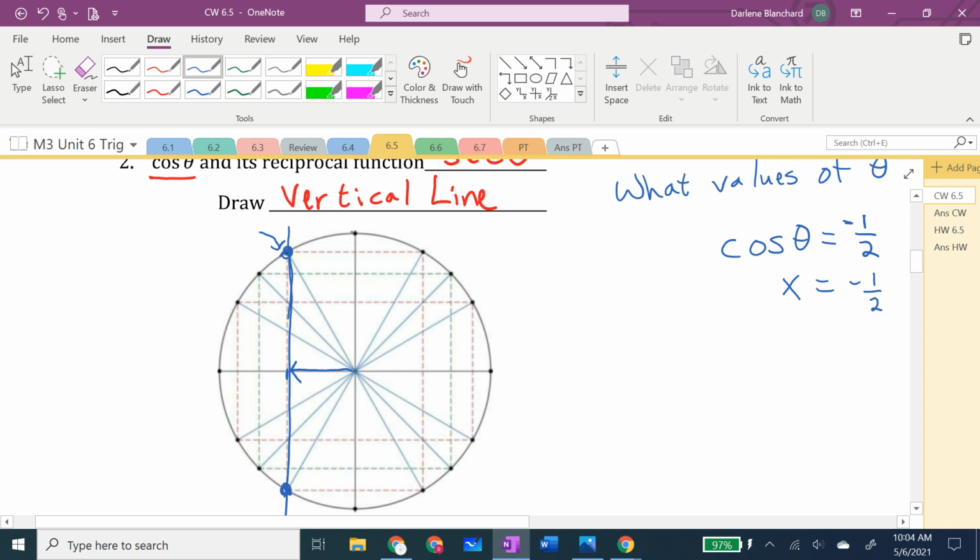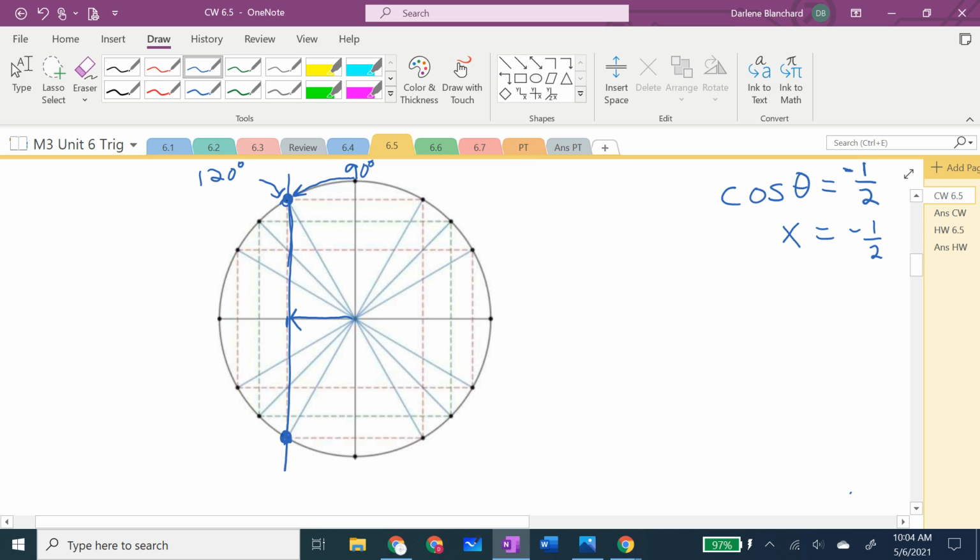This angle is 30 degrees beyond 90. So what angle is that one? 120. And then this angle, you can either say it's 30 degrees before 270 or 60 degrees beyond 180. Either or. What angle is that?